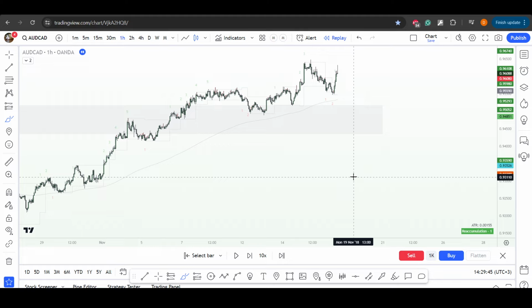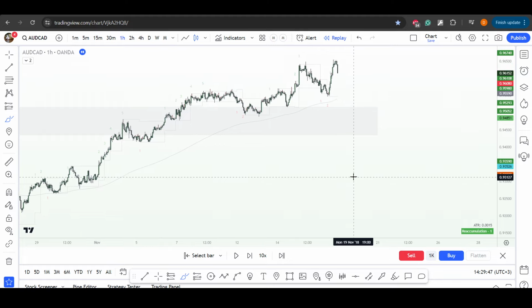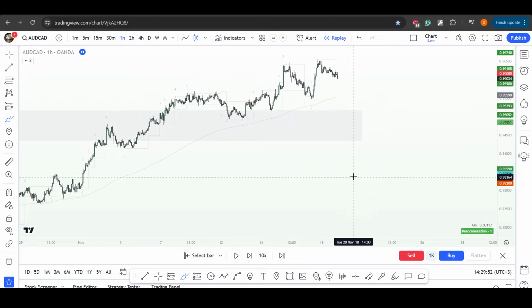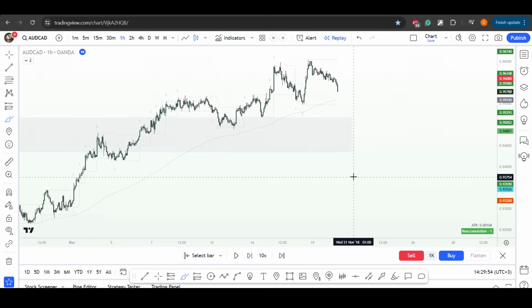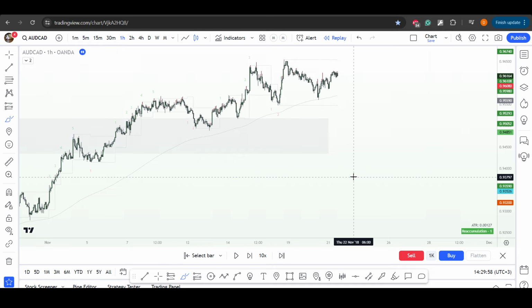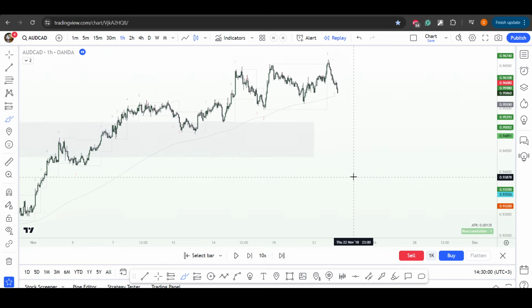We have fractal reaccumulation, and just a bit rangy price action here.